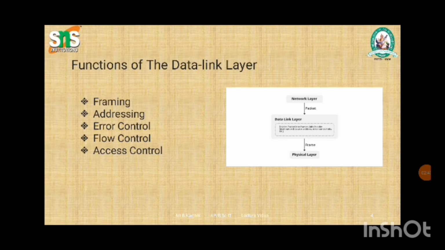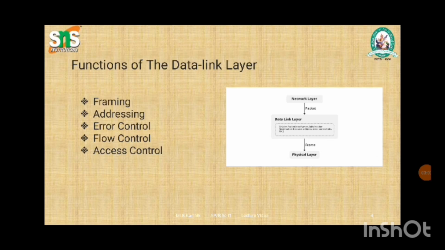Framing means the packet received from the network layer is known as a frame. In the data link layer, at the sender side, the data link layer receives packets from the network layer and divides them into small frames. Then it sends each frame bit by bit to the physical layer. It also attaches some special bits at the header and the end of the frame.